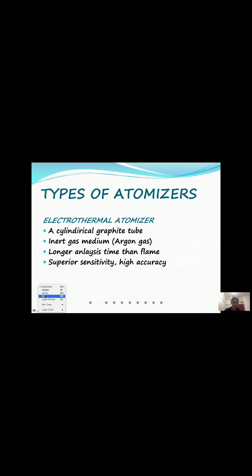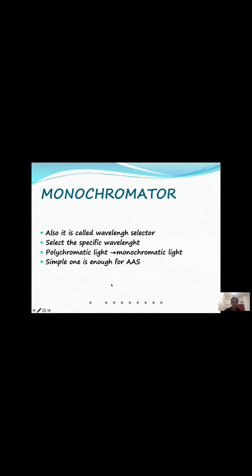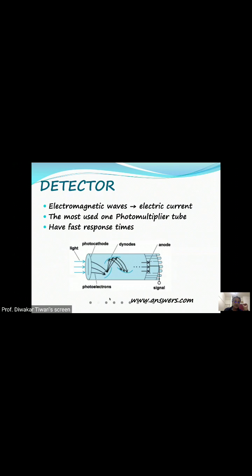Electrothermal atomizers are not that important. Monochromators are also called wavelength selectors. With the monochromator, we try to collect a single wavelength. A polychromatic light is converted into only monochromatic light. A simple one is enough for AAS.